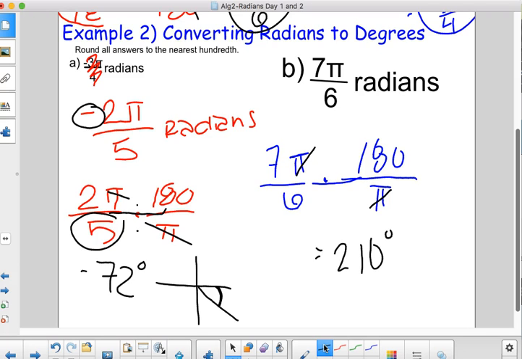Do you know where 210 degrees is? What quadrant? Third. So that angle is 210 degrees, or it's 7 pi over 6. What is 7 pi divided by 6? Like, what's this as a decimal?